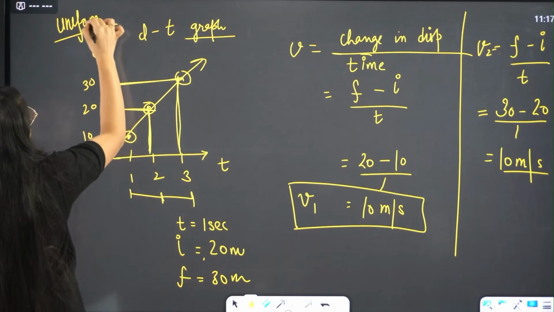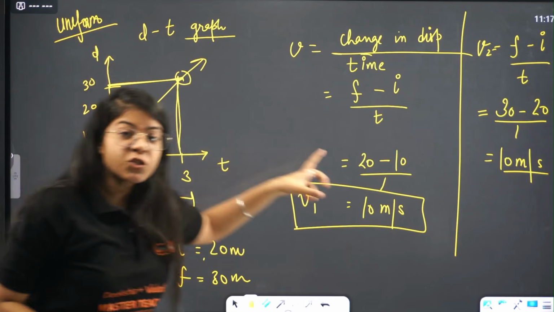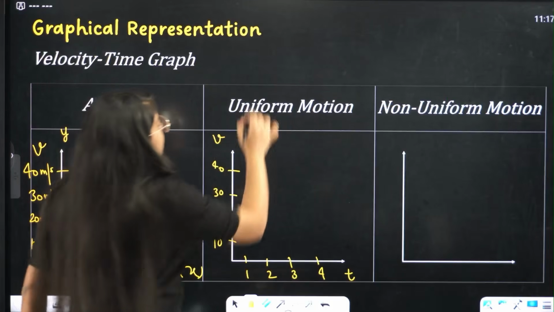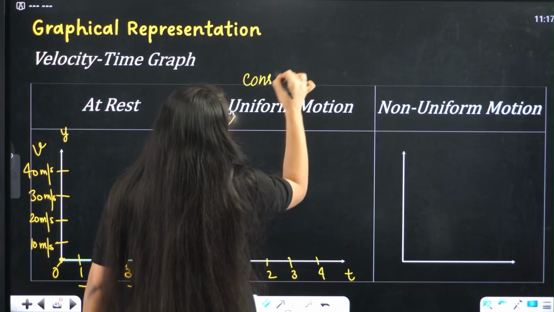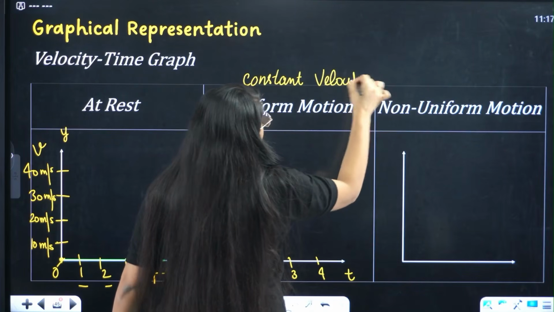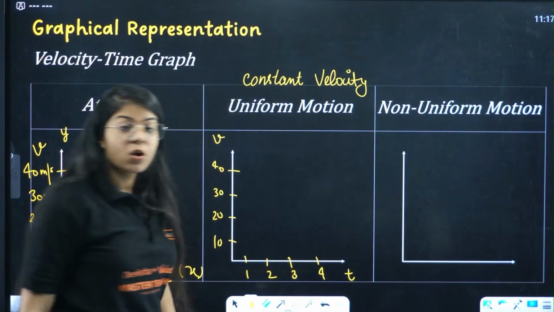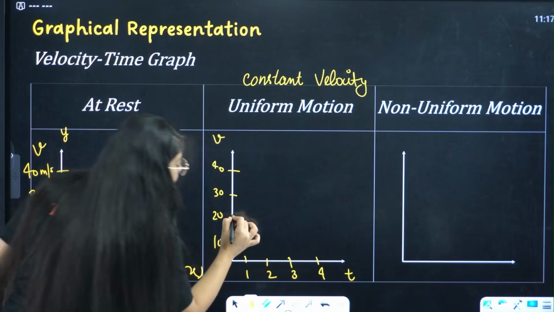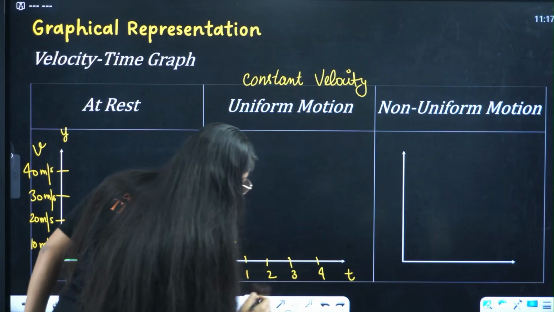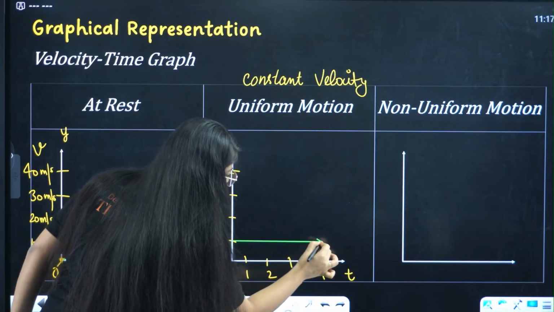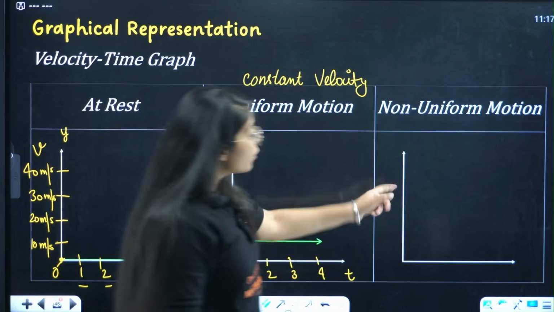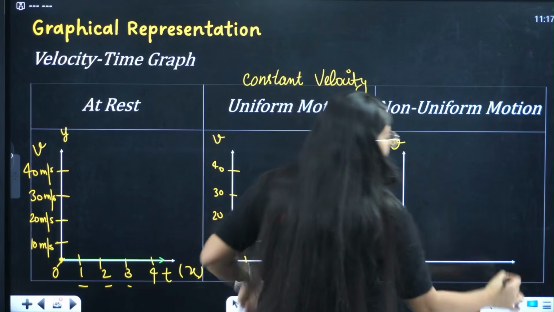That means the distance and displacement are changing with time, but velocity remains the same. So we also call it constant velocity. Uniform motion is also known as constant velocity, and in here if the velocity was 10, it will always be 10. Understood? Clear?